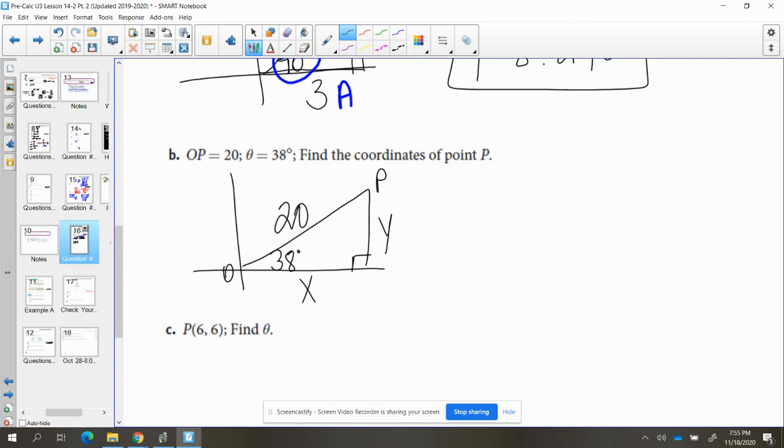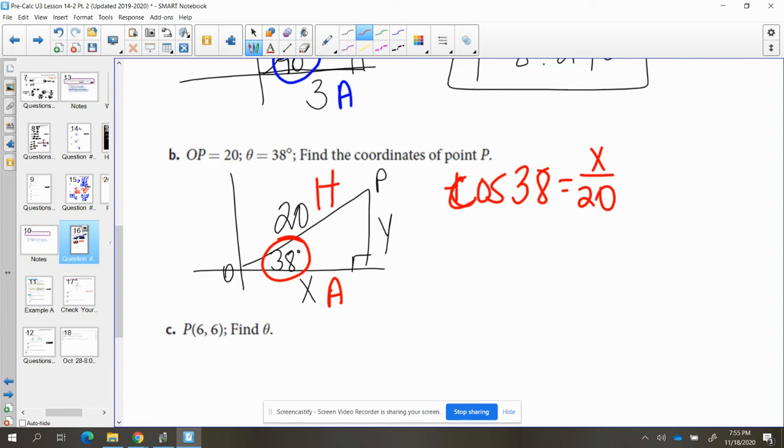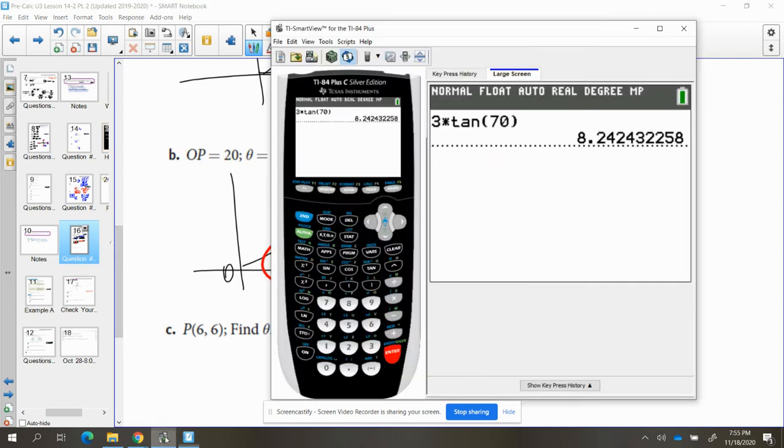Okay. Now in this case, what we're going to do is again look at what we're given. We're given our theta, we have the hypotenuse. So to find the x value, that is the adjacent side to 38. So we're going to set this up with cosine this time because we have adjacent over hypotenuse. So cosine of theta equals that adjacent over the hypotenuse. So again, to solve, we would need to multiply both pieces by 20. 20 times the cosine of 38 degrees is 15.760.